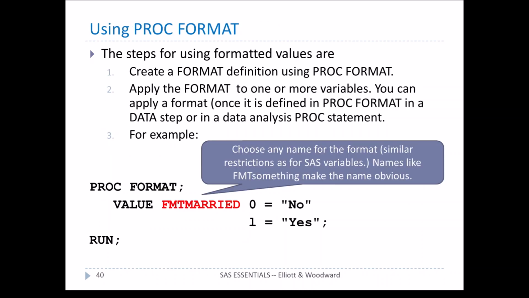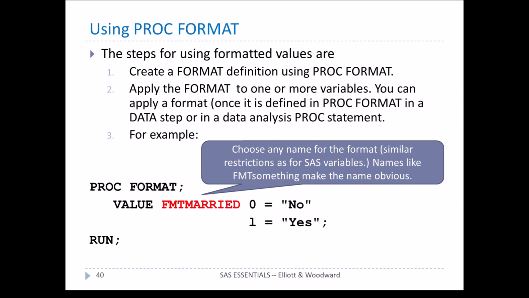The way we do that is we have to create a format first. So we use the PROC FORMAT statement to create a format. In this case, we're calling the format FMT_married. Now, FMT_married is something that you make up yourself. I always like to put the prefix FMT on a format just to remind me that this is a format. It's not required, it's just something that I think helps you in the long run.